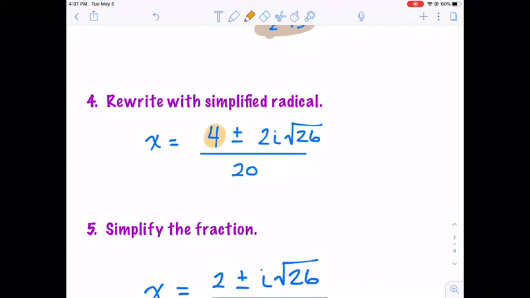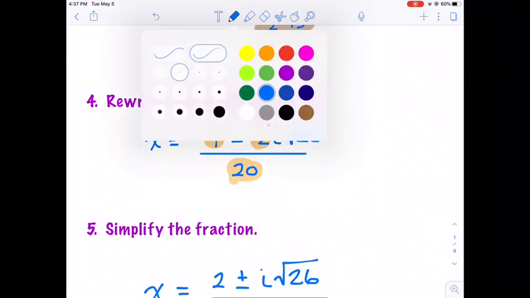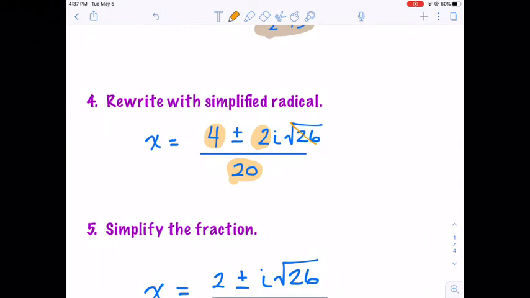Notice the 3 numbers in the 3 terms. I have a 4, a 2, and a 20. I cannot include the square root of the 26 when I'm simplifying. Just kind of ignore that when you're deciding on how to simplify, since it's under the radical, it cannot simplify with the other numbers.